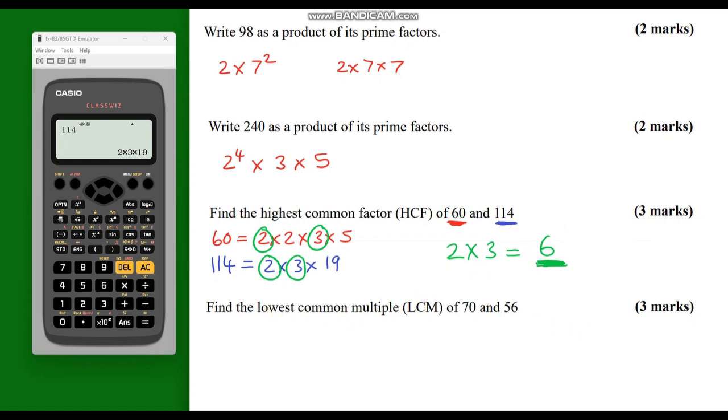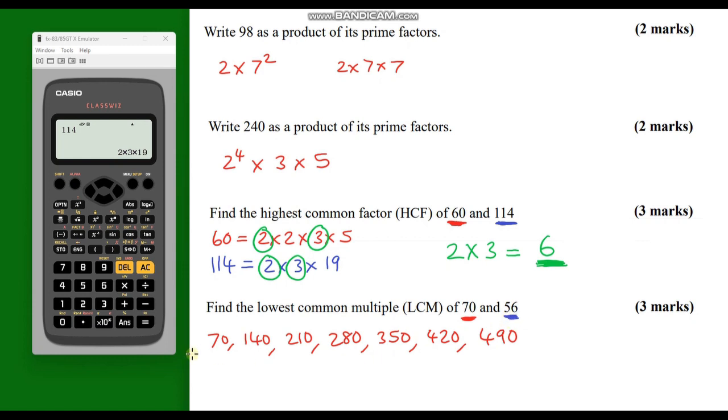Now, for the lowest common multiple, I'm just going to use a slightly different technique, and I'm going to use the listing strategy. So first of all, let's list out the first few multiples of 70. So 70, the next multiple would be 140. The next one would be 210, 280, 350, 420. I'll do one more, 490. Now let's do the same thing for 56.